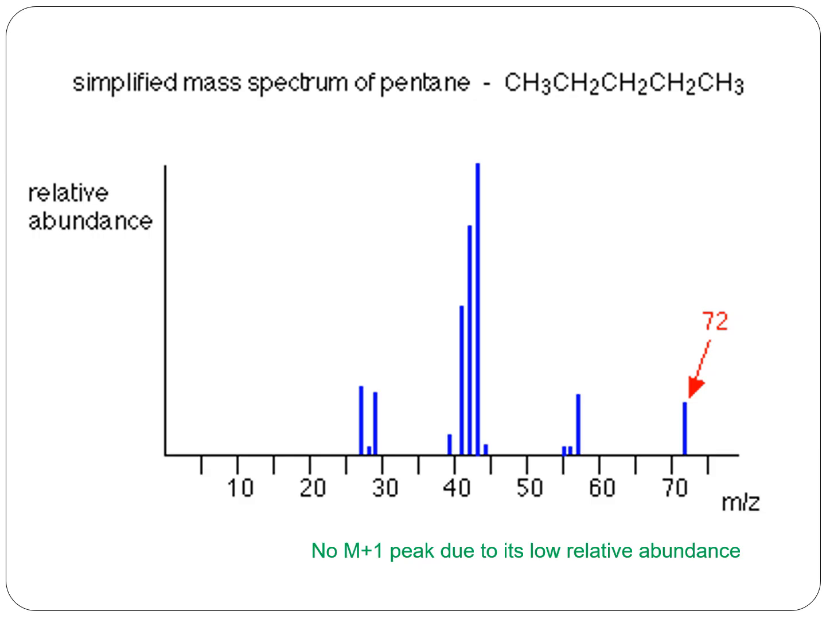So if we were to look at a simplified mass spectrum of pentane, we see that in this particular example, if we add up the carbons and the hydrogens that make up pentane, we find that they add up to 72. And so the molecular ion will be present at 72. In this particular example, there is no M+1 peak because of its relative abundance being very low in comparison to the base peak.